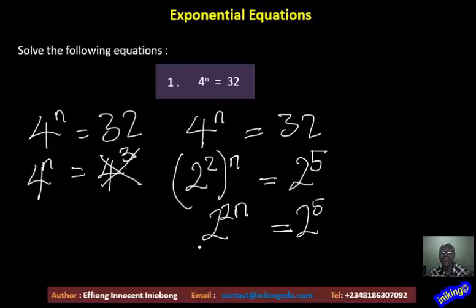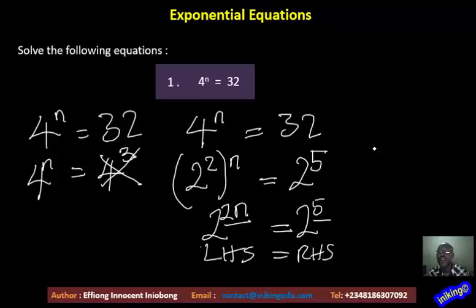Now left hand side is equal to right hand side, and the two bases 2, 2 on both sides are the same. It therefore means that their exponents must be the same. That is 2n here, and this 5 must be equal.